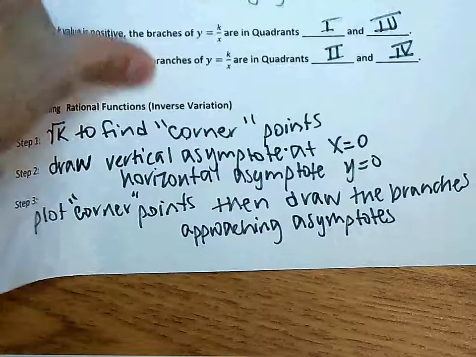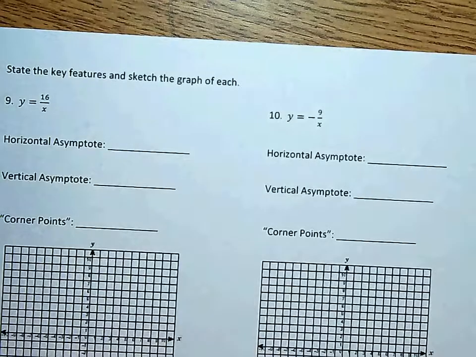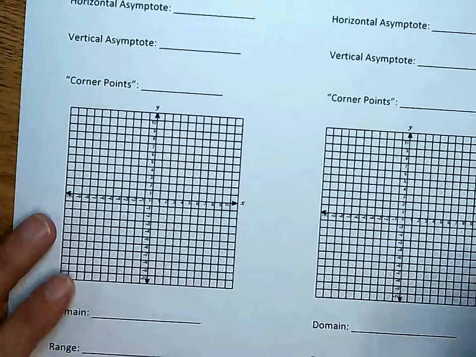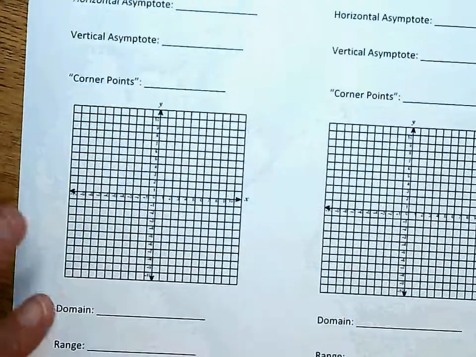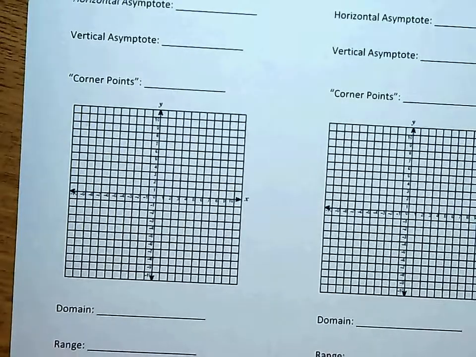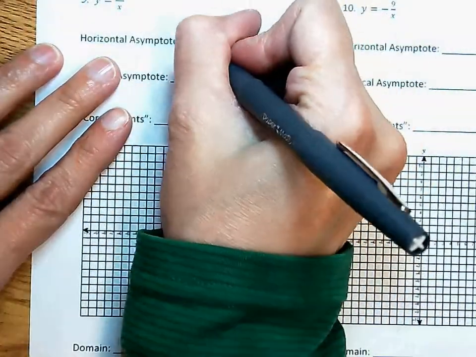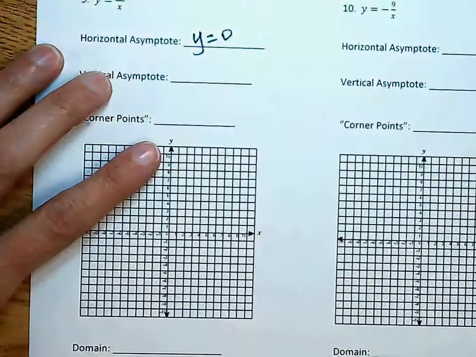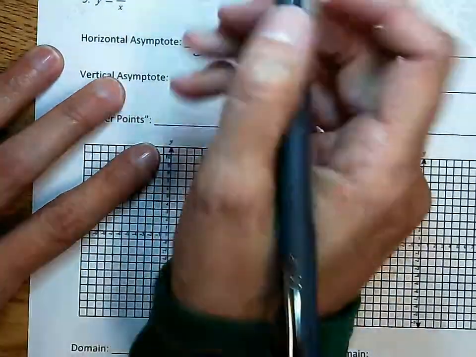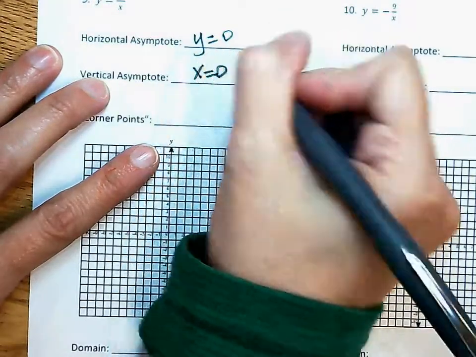So let's keep thinking about your rules. Now, here it says that you're looking for your horizontal asymptote and your vertical asymptote. They're always the same at this point. Monday, I'm going to change my rules a little bit. You'll see how it changes. But what is my horizontal asymptote? It's y equals 0, the horizontal line. Vertical asymptote is x equals 0.